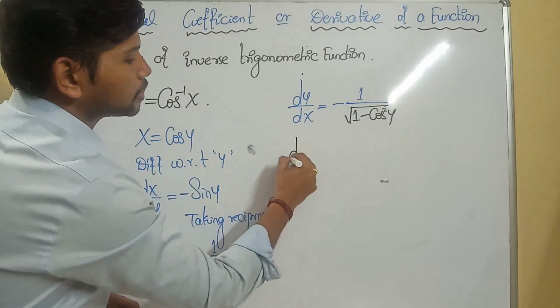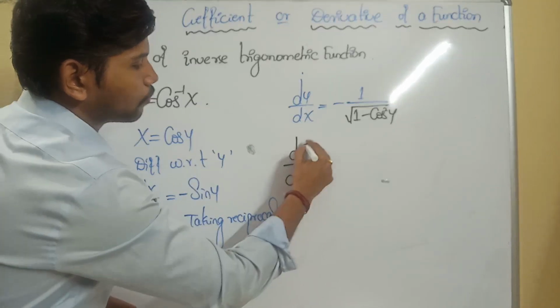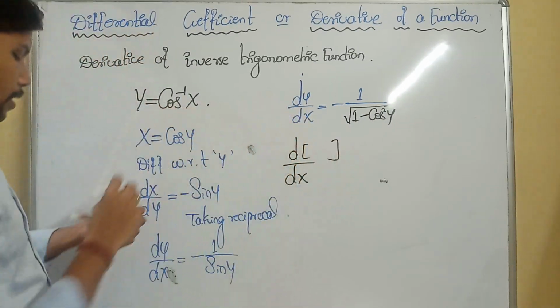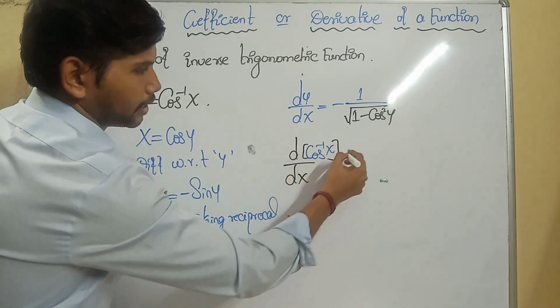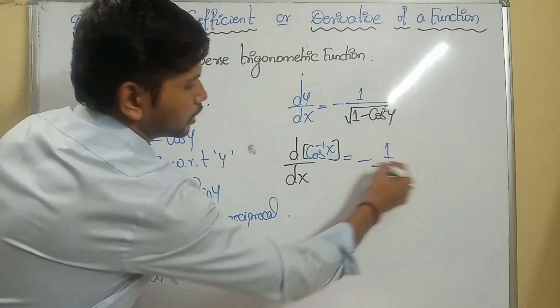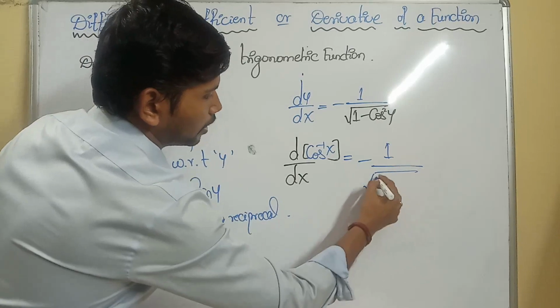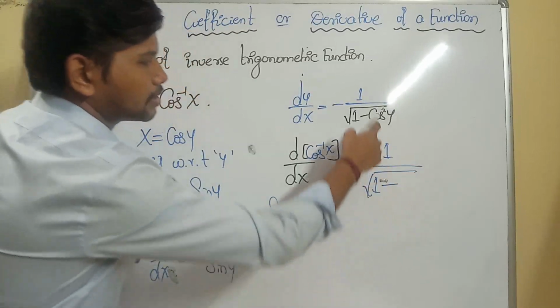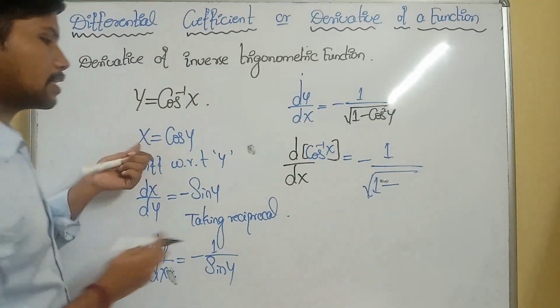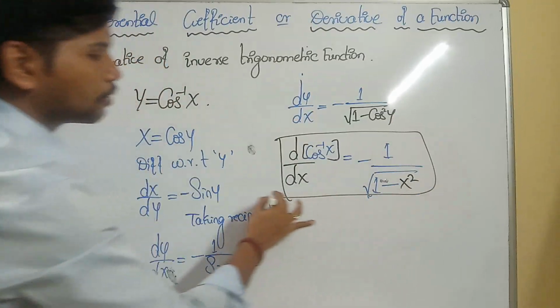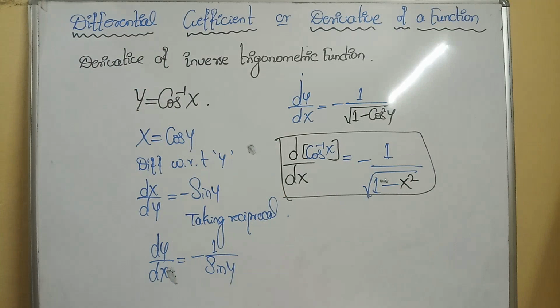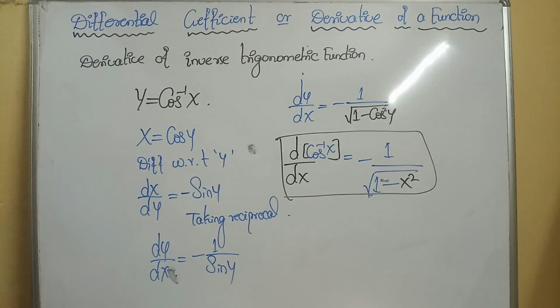In the next step, d by dx of the function y, which is cos inverse of x, is equal to minus 1 divided by square root of 1 as it is, minus cos square y. What is cos y? Cos y is x, so it is x square. This is the derivative of cos inverse of x.